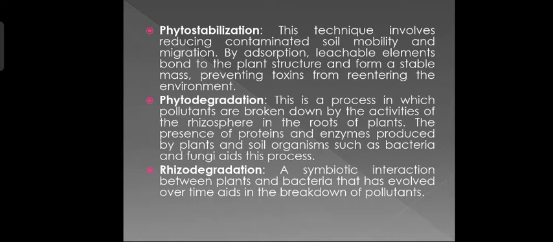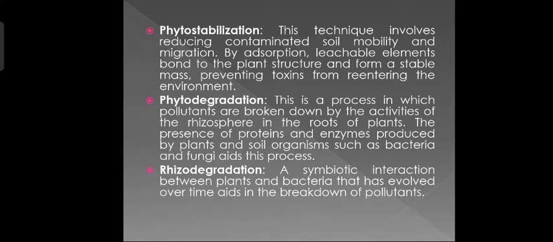It can be reduced from hexavalent to trivalent chromium, which is less mobile, and it is a non-carcinogenic form. The third one is phytostabilization. This technique involves reducing the contaminated soil's mobility and migration. This is done by adsorption. Leachable elements bond to the plant structure and they form a stable mass. This prevents the toxins from re-entering into the environment.